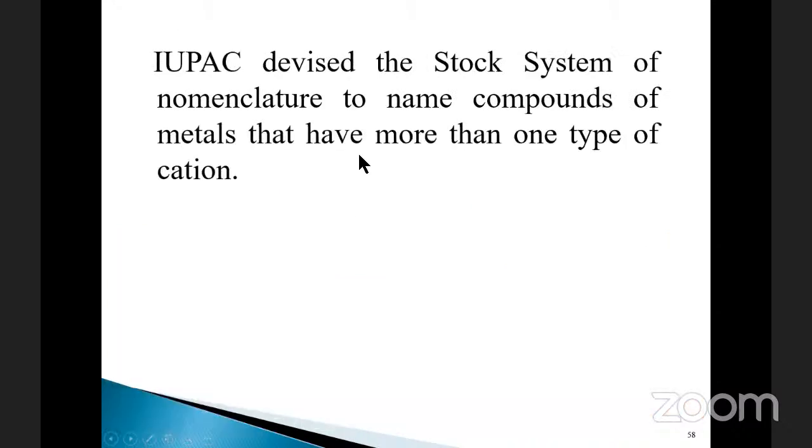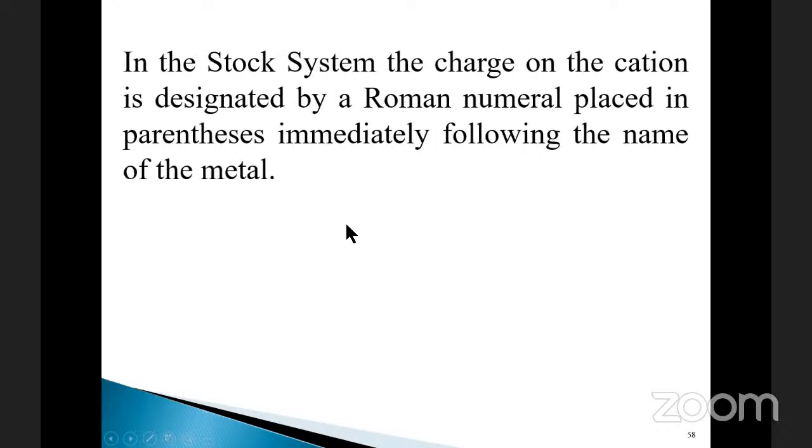Okay, so as I said before, the stock system is what we're going to use to make a distinction between these types of ions. And IUPAC came up with this system. And basically what the stock system involves is that in order to indicate the charge of the cation in the name, we use a Roman numeral placed within parentheses immediately following the name of the metal, all right?